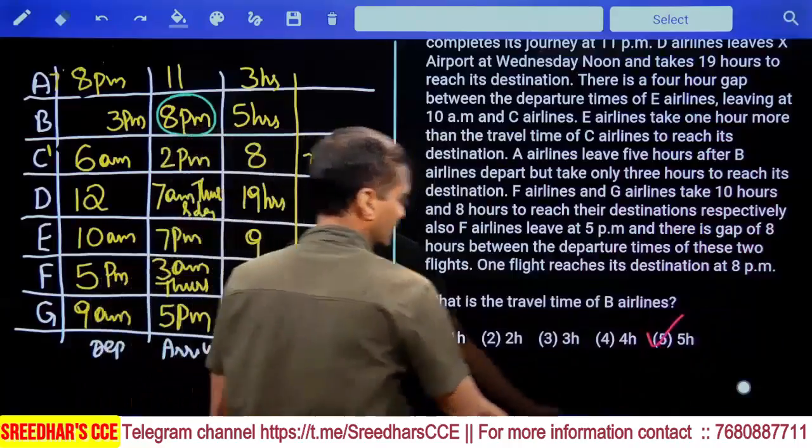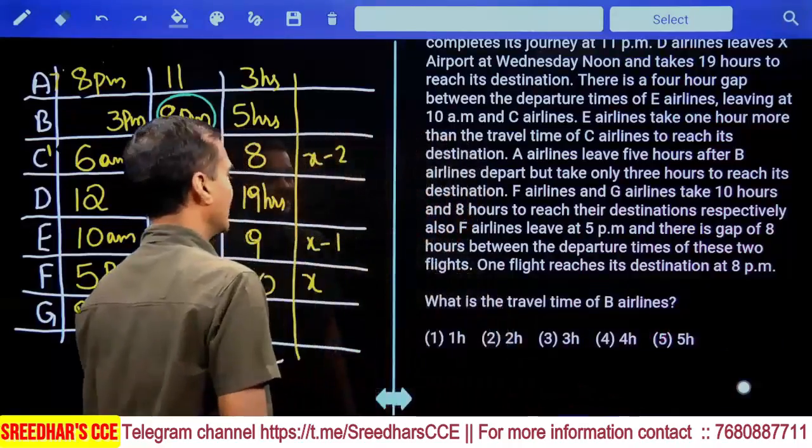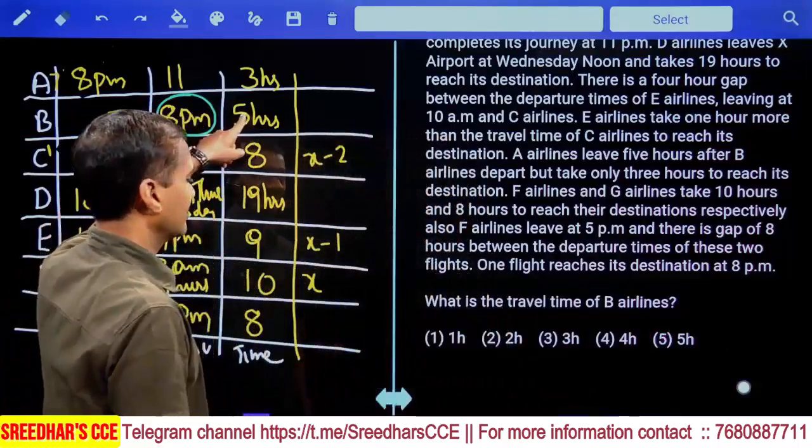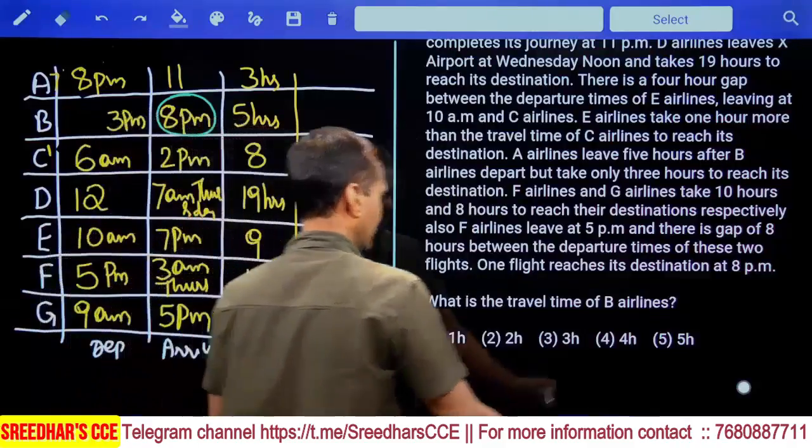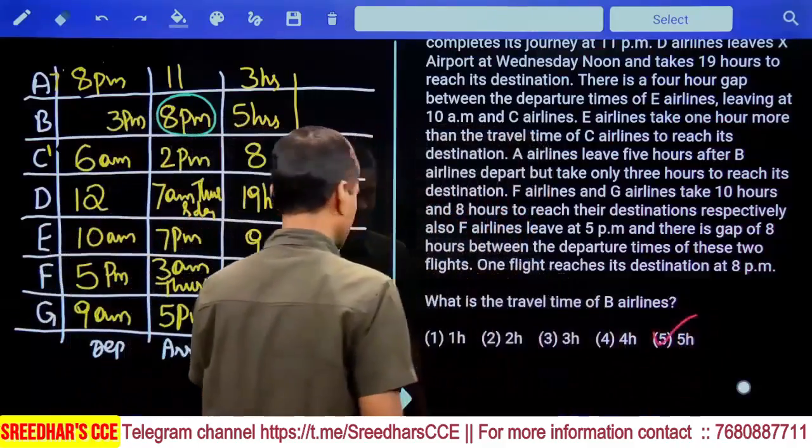Then coming to 17th one. Now in the 17th, what is the travel time of B Island? B Island travel time is 5 hours. 5 hours, it is choice 5. 5 hours, it is choice for 17th one.